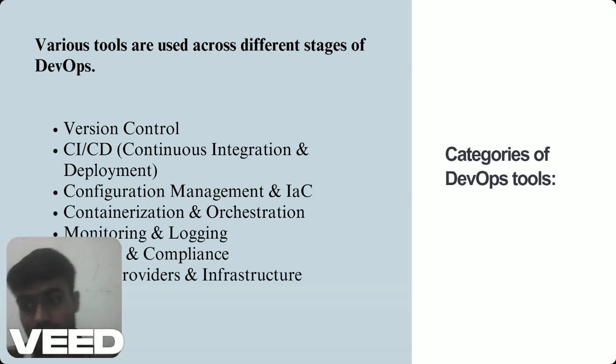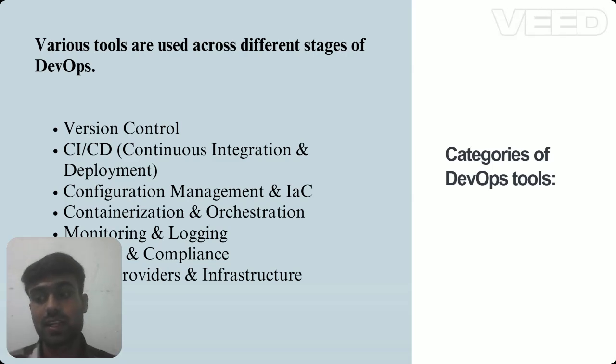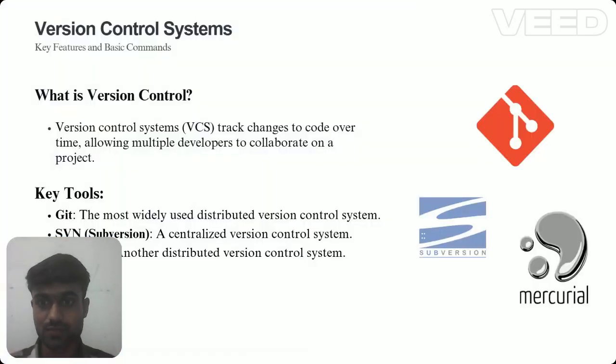Then under security and compliance, there is a tool called HashiCorp Vault. Also under cloud platforms, as we know, there are tools like AWS, then Google Cloud. So these are basically some of the categories of DevOps tools. So we will see one by one.